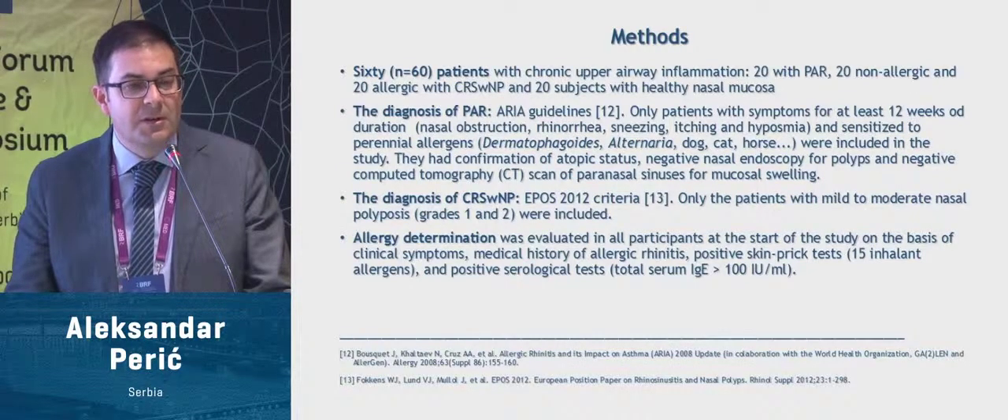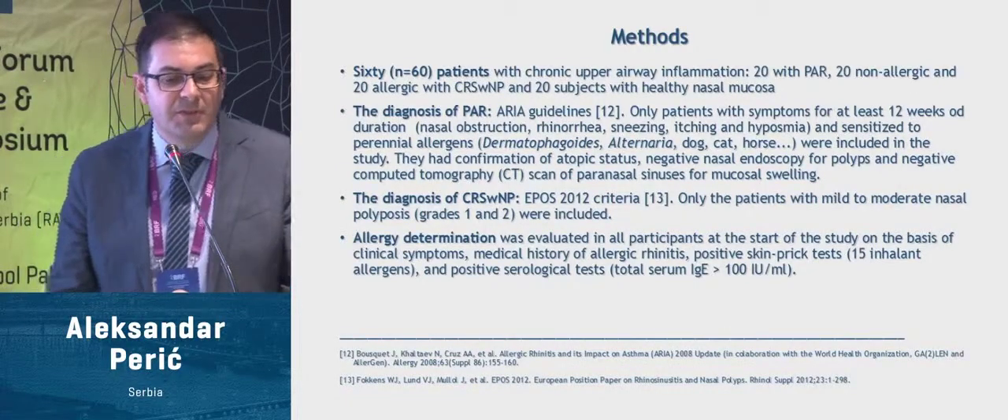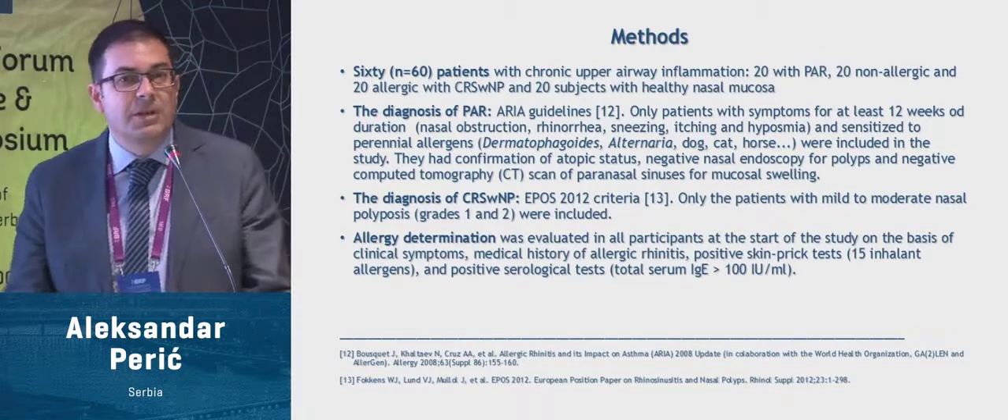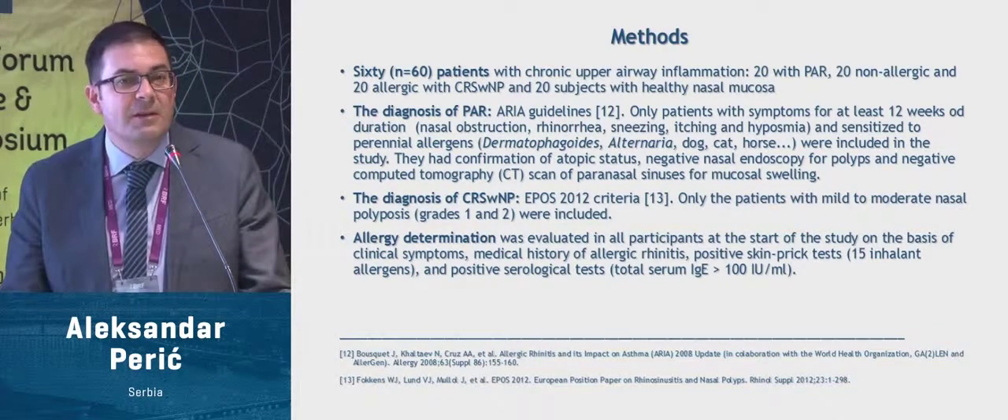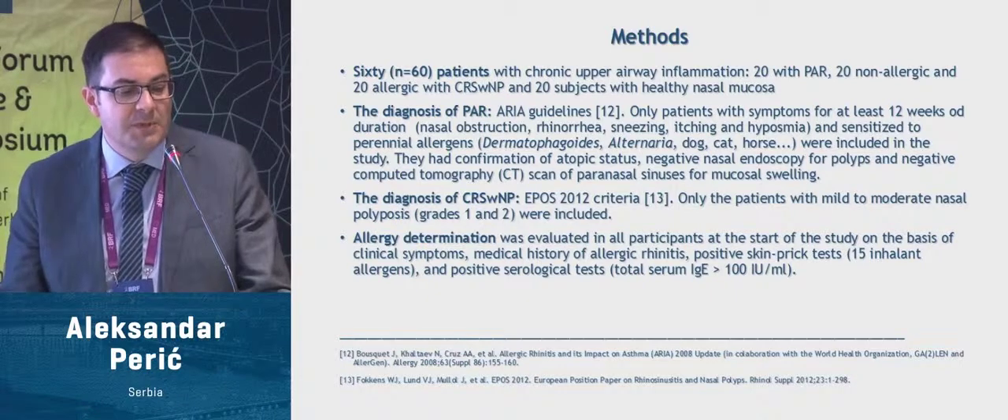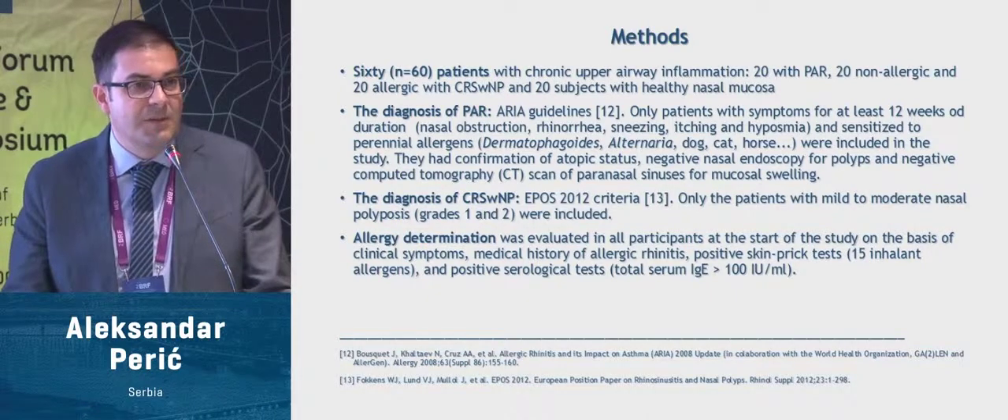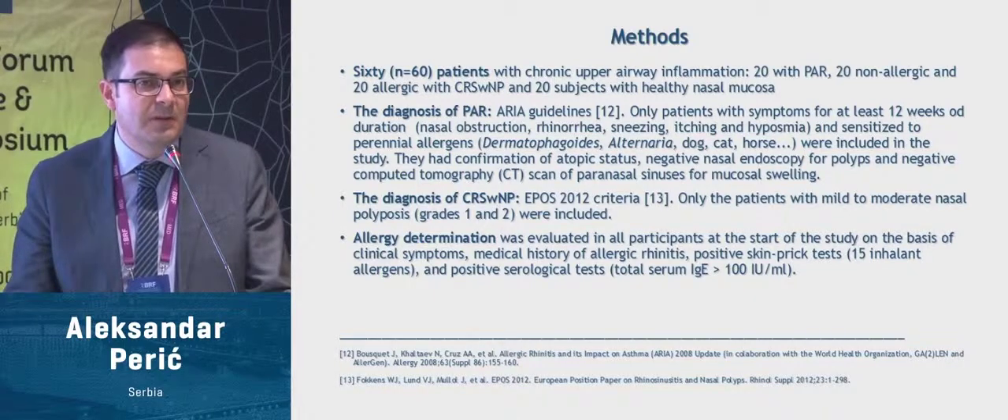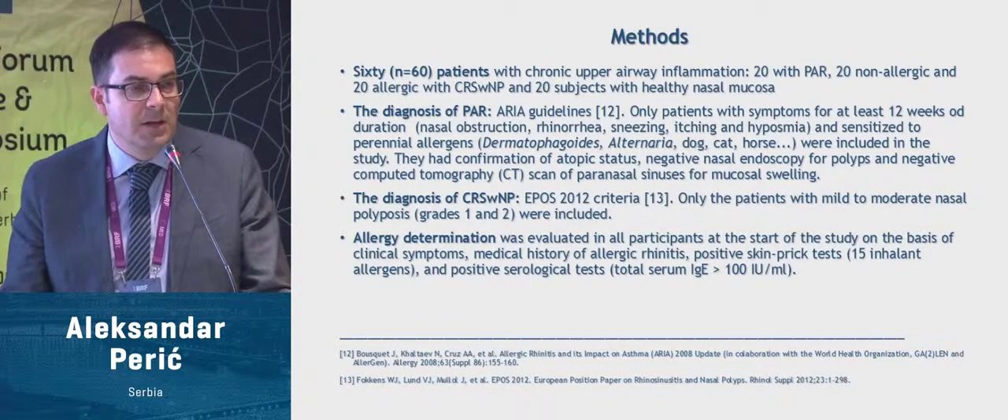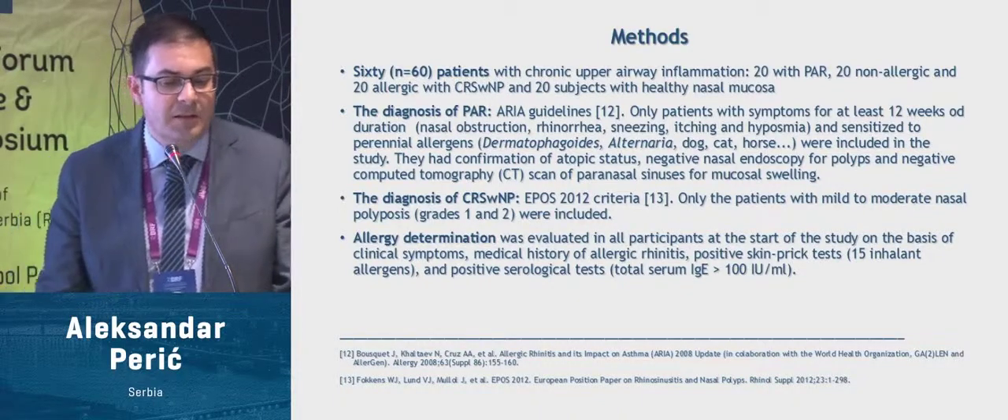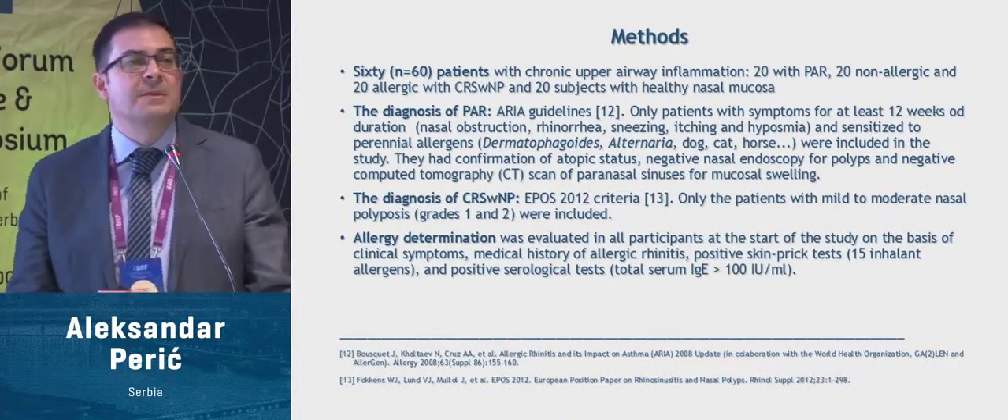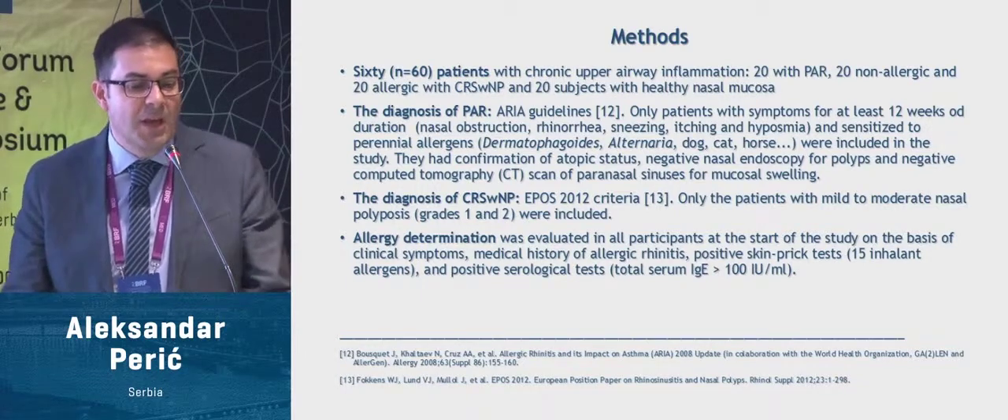60 patients with chronic upper airway inflammation, 20 with perennial allergic rhinitis, 20 non-allergic, and 20 allergic patients with chronic rhinosinusitis with nasal polyps, and 20 subjects with healthy nasal mucosa were included in this combination of one prospective and one cross-sectional study. The diagnosis of perennial allergic rhinitis was done according to ARIA guidelines, and only patients with symptoms for at least 12 weeks of duration and sensitized to perennial allergens were included in this investigation.